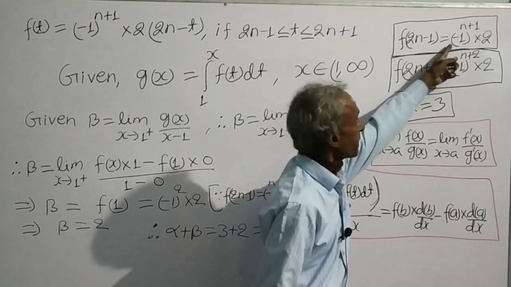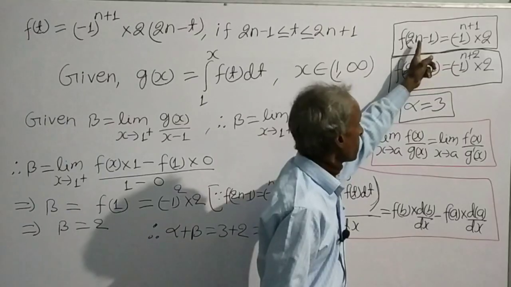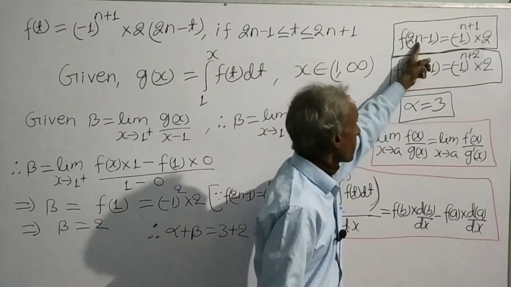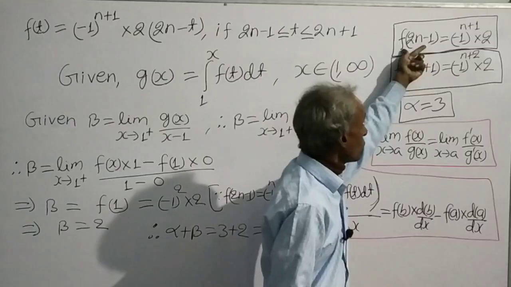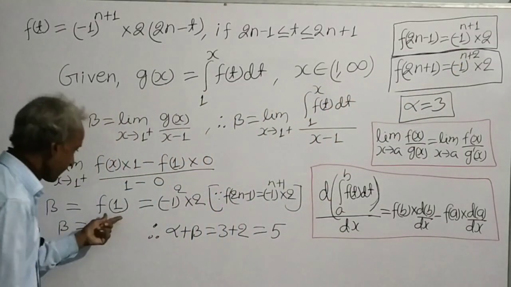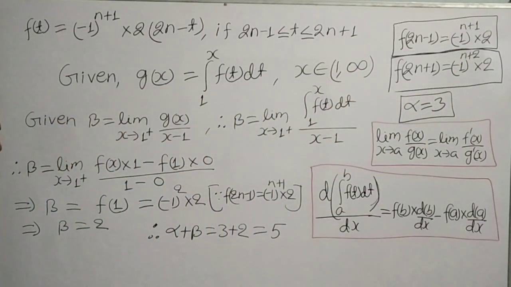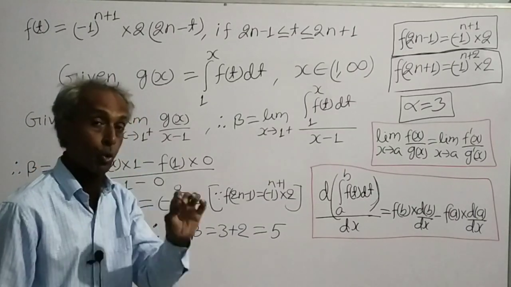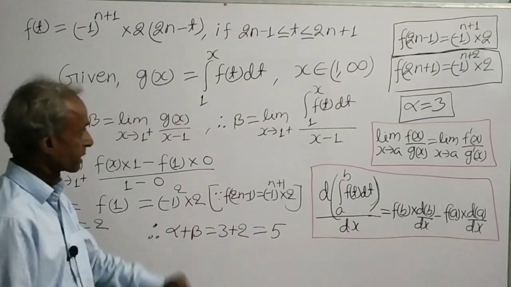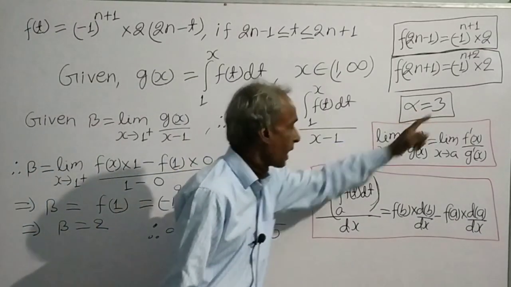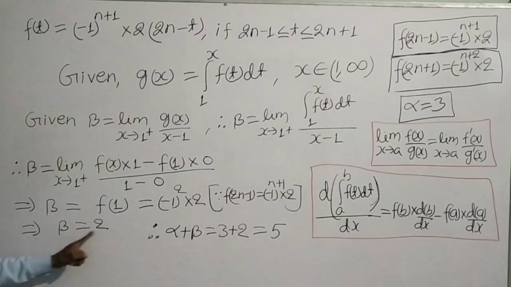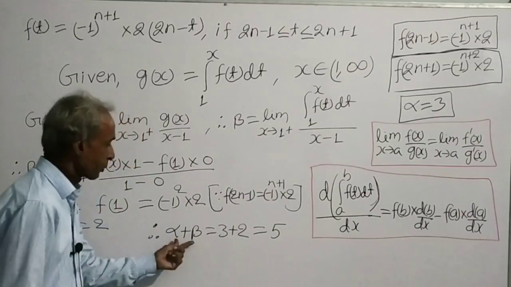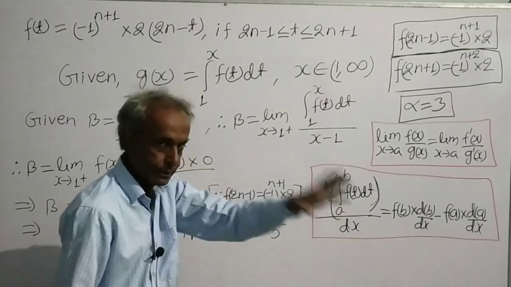Now, in this given information, when we put 1 in place of n, we get the value of f(1) as this. This is equal to 2. That means the value of beta is equal to 2. Now in this question we are asked to find the value of alpha plus beta. Since the value of alpha is 3 and the value of beta is 2, therefore alpha plus beta will be equal to 5.